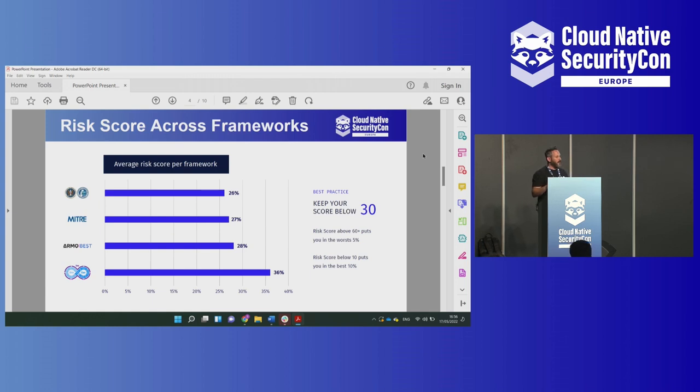What we've seen is that there is, of course, a very large correlation between your scores on all of them. It's not that the NSA and the MITRE frameworks are very different in what they assess. If you're bad in one, you're bad in all. Another best practice is to keep your score below 30. You need to continue fixing things, and when you get below 30, that's usually a place where you're in a good position. If you are below 10, you're in our best 10%. And if you're above 60, you're in the worst 5% of clusters that we've seen.